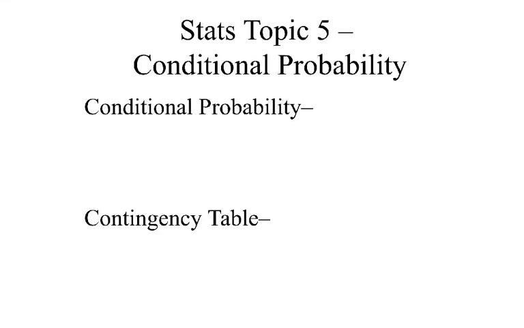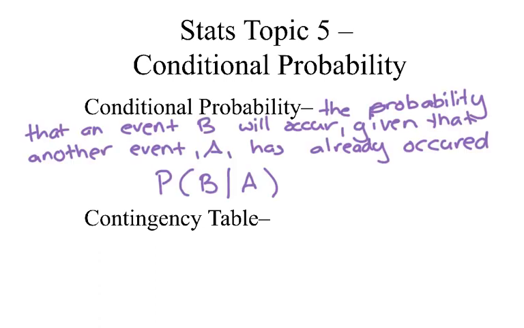Hey guys, so today we're going to talk about conditional probability. Conditional probability is the probability that an event B will occur given that another event A has already occurred. And we would denote this as the probability of B given A. This line means given.